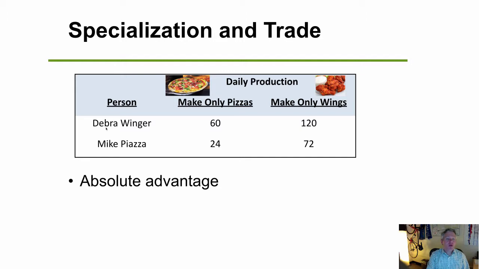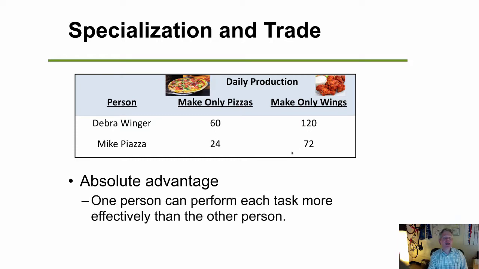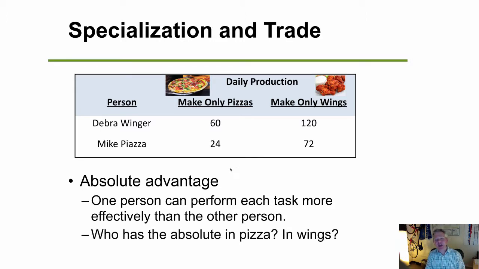So notice Deborah can produce more of both. If she spends all her time producing only pizza, she produces more than Mike. If she spends all her time producing wings, she can produce more than Mike. So we would say that she has an absolute advantage over Mike. She can do both things better. One person can perform all the tasks more effectively than anyone else, right? That's called an absolute advantage, all right? So it's Deborah. She has an absolute advantage in pizza and wings, okay?